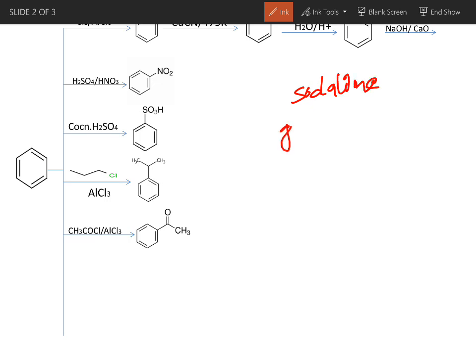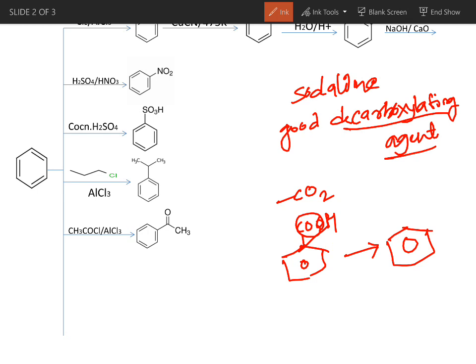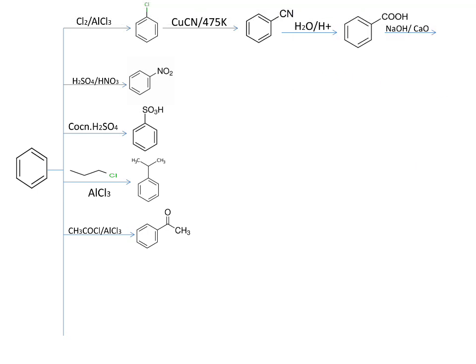Soda lime is a good decarboxylating agent. Decarboxylating agent means it removes CO2 from the compound. So when benzoic acid is reacted with soda lime, it will remove CO2, leaving behind pure benzene. So when benzoic acid reacts with soda lime, the compound formed here is benzene.